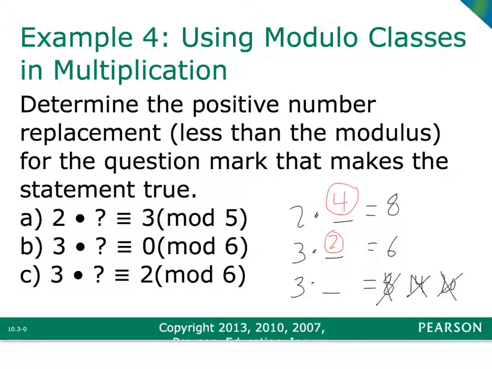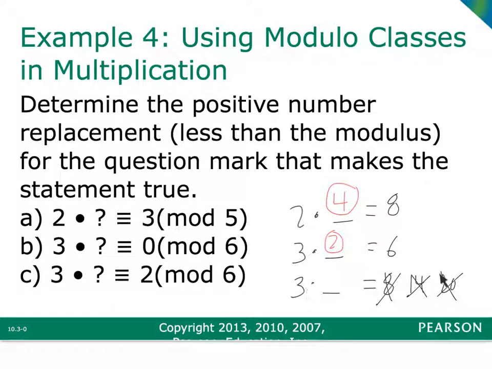Now, the third one is a problem. 3 times what equals 2? We want to make this bigger, so we're going to add 6 to it. 3 times what equals 8? Now, it has to go in perfectly, because we can only use those numbers. We can't have remainders or fractions. If we add 6 once, we get 8. Well, 3 times 3 is 9, so that doesn't work. If we add 6 again, we get 14, and 3 doesn't go into 14. And if we add 6 again, we get 20, and 3 doesn't go into 20. So this doesn't have a solution.